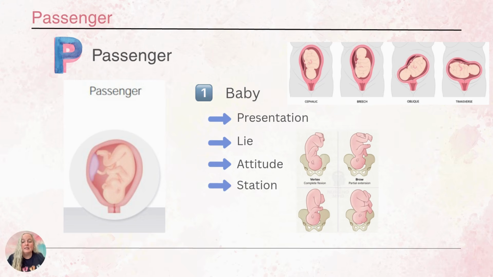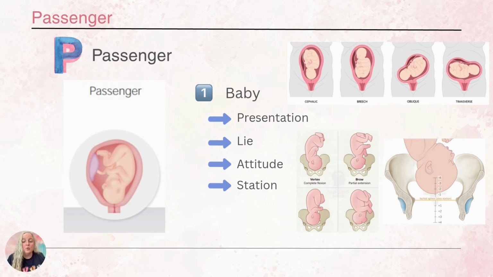Station is another thing to consider. Station has to do with where the baby is in relation to the pelvis. And the higher the baby is, the station is going to be in the minuses. And we use the ischial spines as our landmark for zero station. So if the baby is higher in mom's uterus, we're going to be -1, -2, -3. As the baby descends through the pelvis and passes those ischial spines, we start getting pluses, +1, +2, +3, until the baby is eventually delivered.